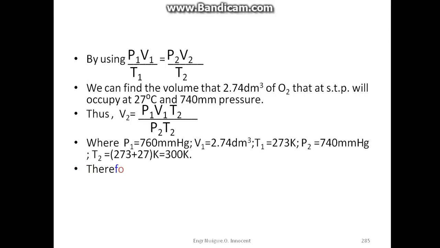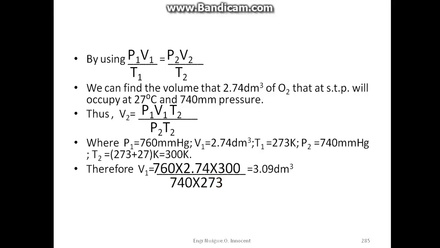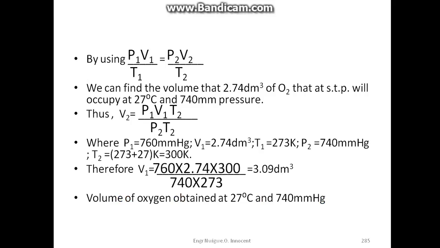Therefore, V2, which is equal to 760 for P1 times 2.74 times T2, 300, all over P2, 740, times T1, 273, making the computation become 3.09 dm cube. Volume of oxygen obtained at 27 degrees Celsius and 740 mm mercury will now be equal to 3.09 dm cube.